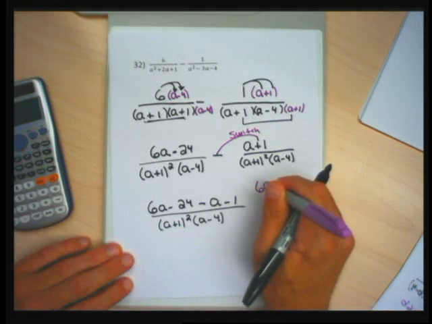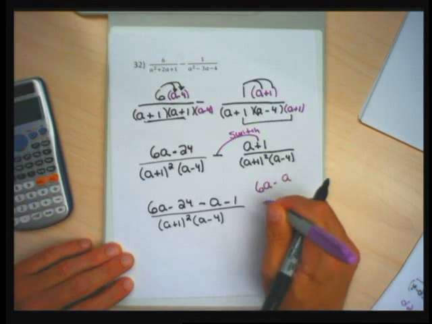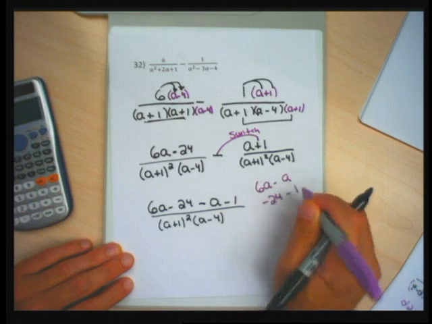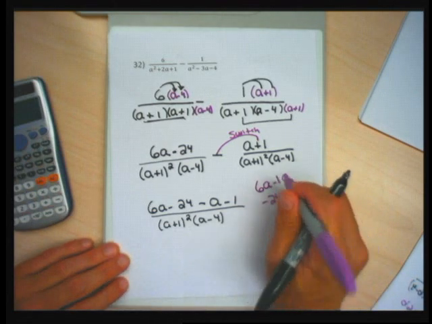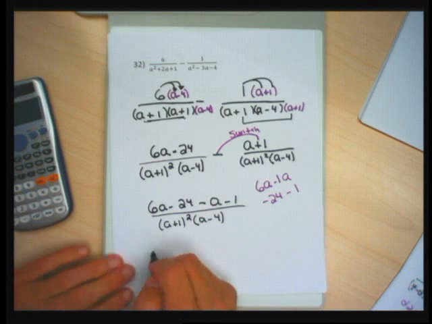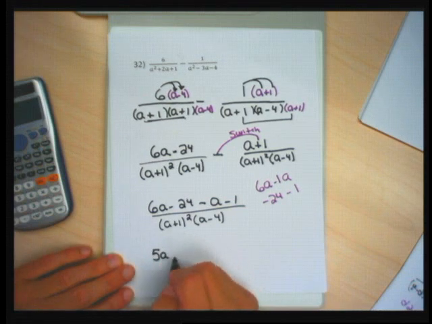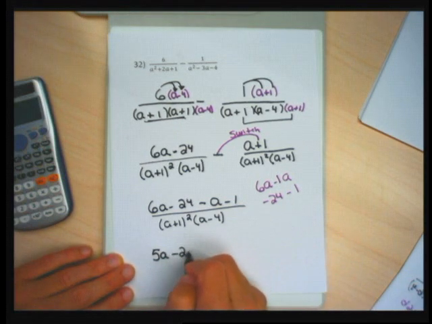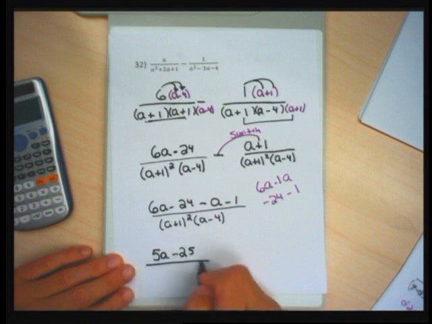Now I'm going to combine the numerator. I'm going to do a 6a minus a and a minus 24 minus 1. 6a minus a is the same as 6a minus 1a, which is 5a. Minus 24 minus 1 gives me a minus 25. You could do that on your calculator if you can't do it by hand.